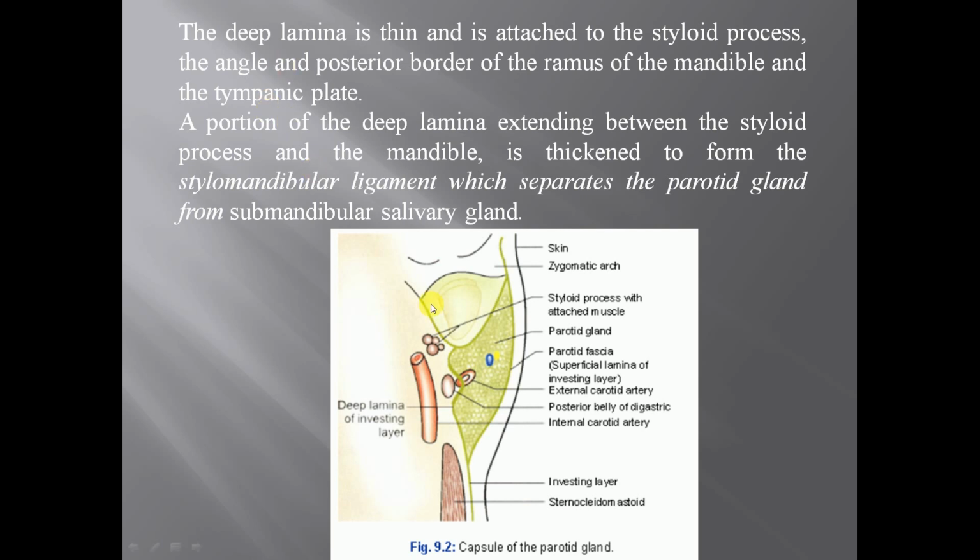The portion of the deep lamina that extends between the styloid process and the mandible is thickened to form the stylomandibular ligament, which separates the parotid gland from the submandibular gland.